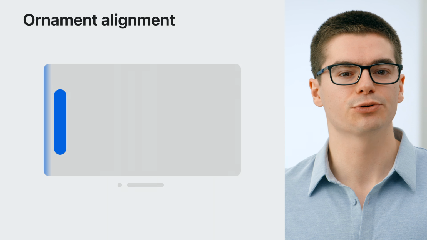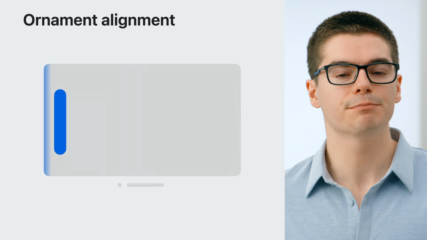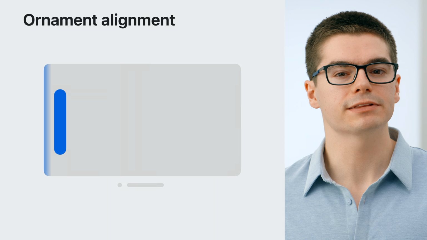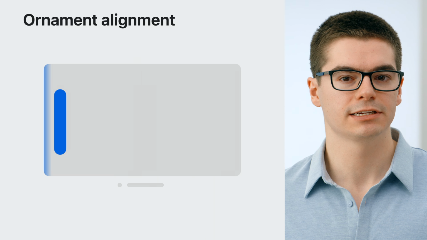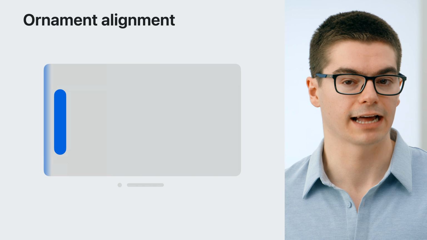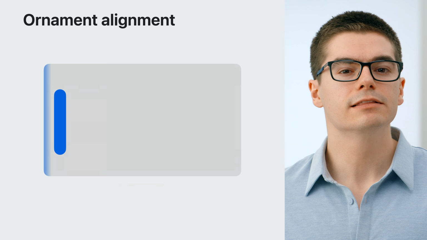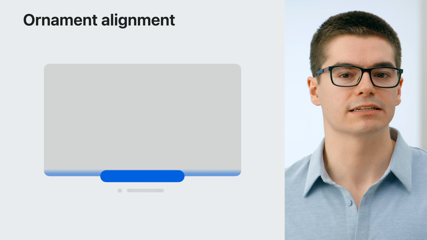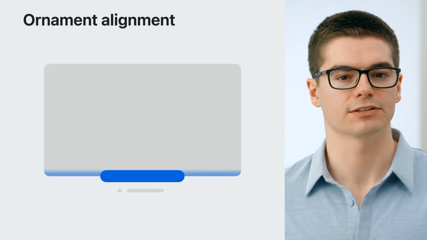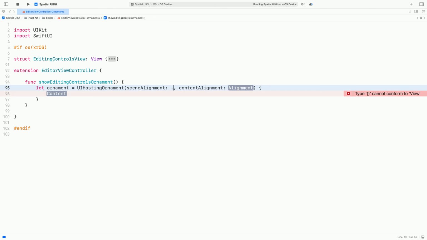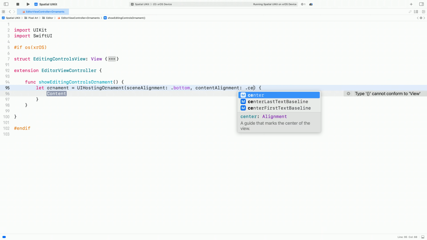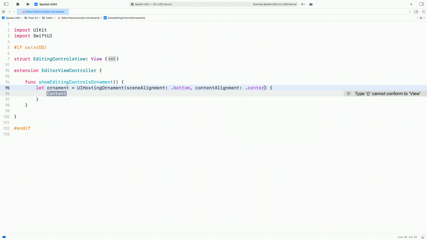If I instead want the ornament to hang inside the scene, I'd use a leading content alignment. For the editing toolbar, I want it to hang off the bottom of the scene, but with the tools centered on the edge, so it still feels part of the editor. This means I want a bottom scene alignment and a center content alignment. I'll add in those alignments. For the content, I already made a new Editing Controls view earlier, and I'll use that here.